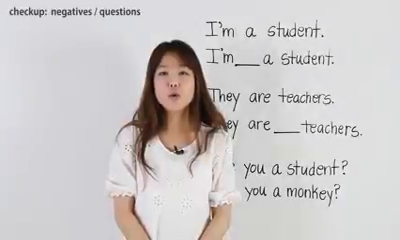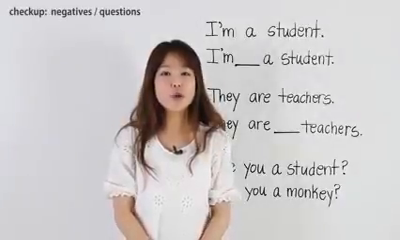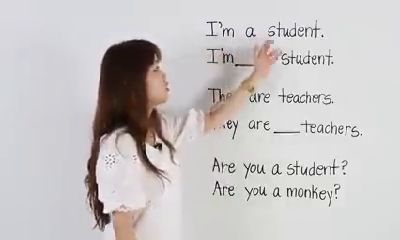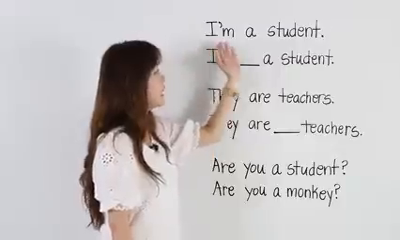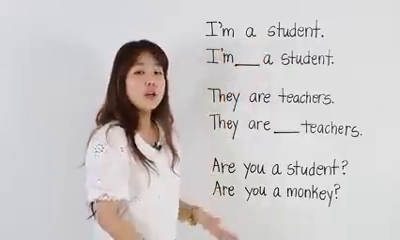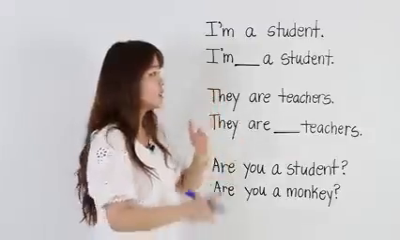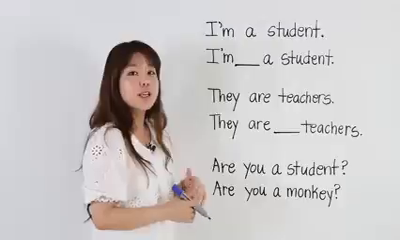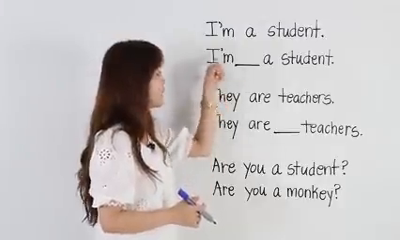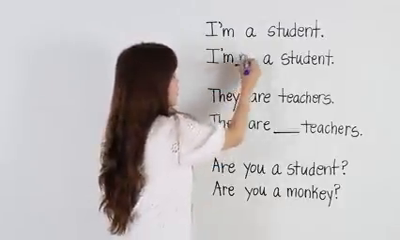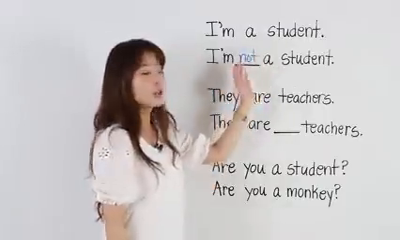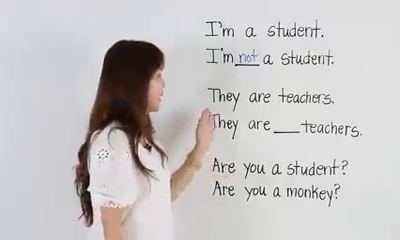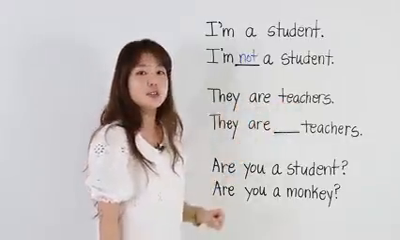Okay, let's move on to the next part. Now we're going to focus on negatives and questions. The first sentence says, I'm a student. Okay, what if I'm a teacher? It's not true, so I need not, right? Remember, not goes after the be verb. I am not, and then the noun, a student. I'm not a student.